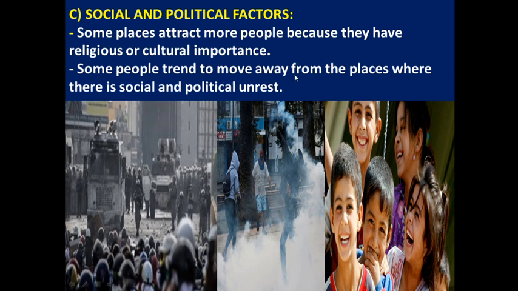Some people tend to move away from places where there is social and political unrest. For example, some regions and countries of the world have lots of problems, civil wars, and political and social problems. Generally, people will not stay in such regions. Because of political and social instability, people will move away from such regions to where they will get more peace, stability, and tranquility in their lives.